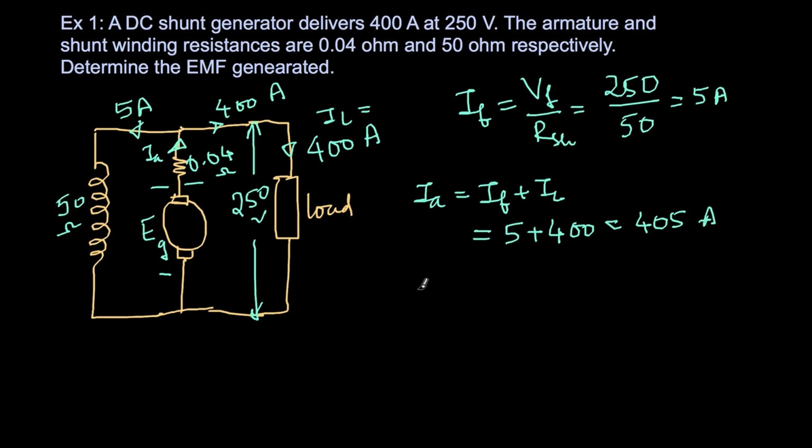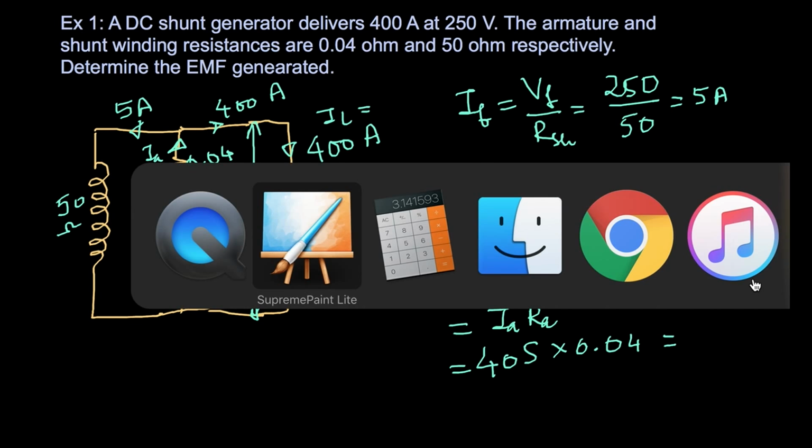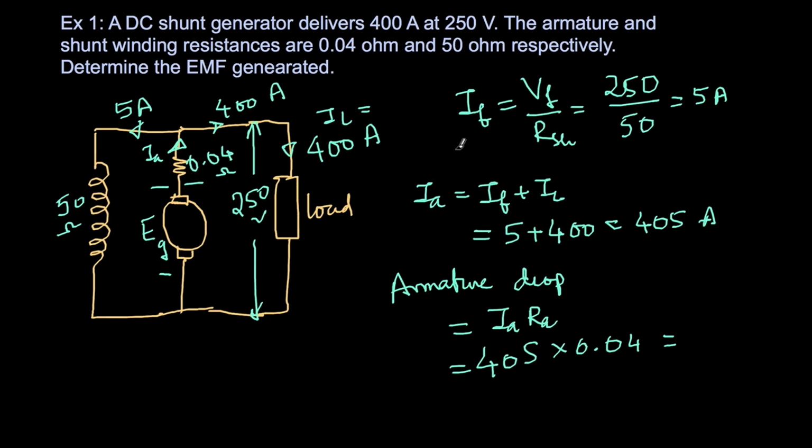Now we have the 405 ampere IA current. I can find out the armature drop. This is nothing but IA RA, where RA is the symbol for the resistance of the armature. So 405 multiplied by 0.04. How much does that come to? Let me use a calculator. 405 multiplied by 0.04. I'm getting 16.2 volts. Let me write that here, 16.2 volts.